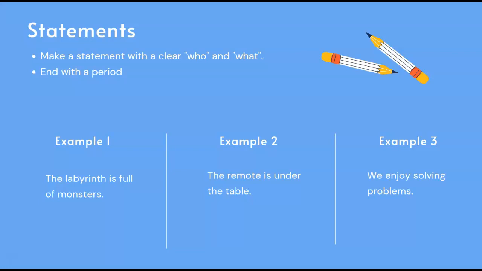The examples I have here are simple sentences, and we are going to learn how to make more complex and compound sentences. But even as they get a little bit more complex, a statement will still have a clear who and what stated in the sentence, and they always will end with a period. So our three examples. The labyrinth is full of monsters. The remote is under the table. We enjoy solving problems. Those are statements.